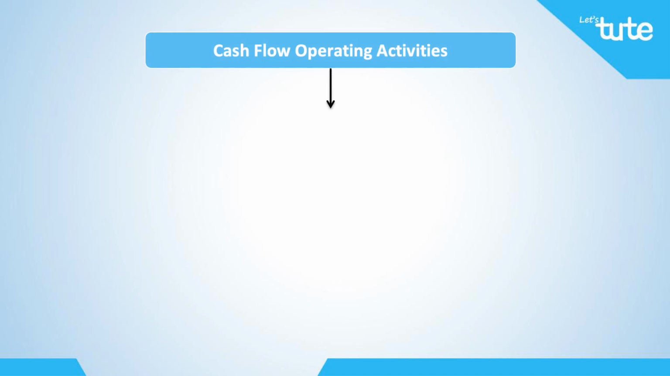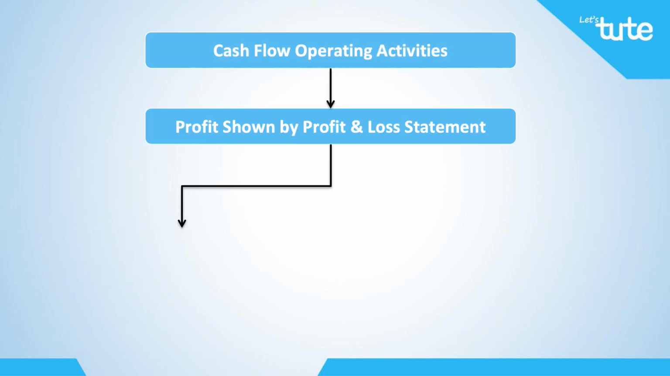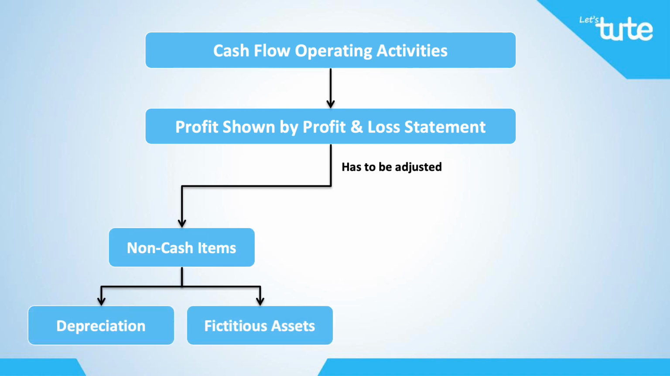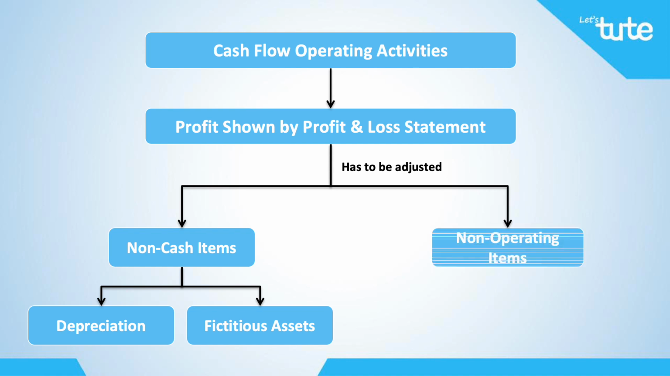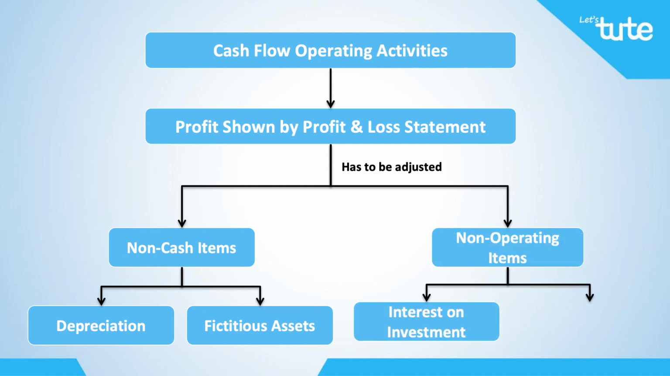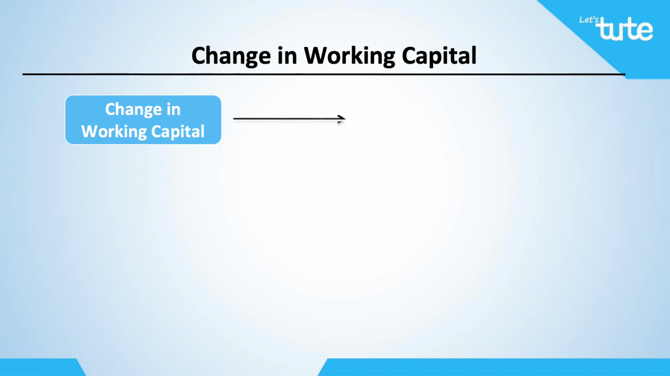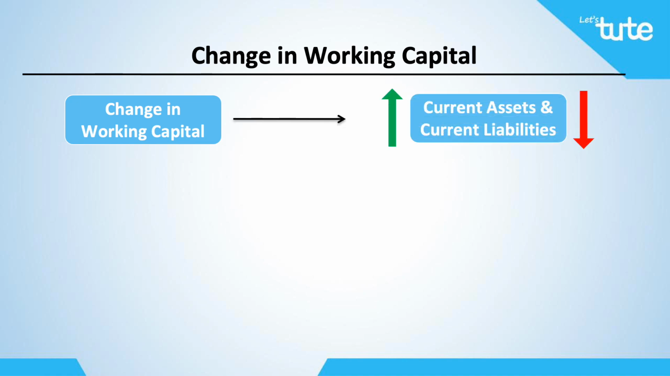So, in this method, to find out cash flows from operating activities, the profit shown by the P&L statement has to be adjusted for non-cash items like depreciation, fictitious assets written off, etc., and also adjusted for non-operating items like interest on investment, interest on bank loan, debentures, etc. So, after this, we can find out what is the actual amount of cash inflow and cash outflow during the year from operating activities. Also, over here, we can adjust changes in the working capital, which refers to increase and decrease in the balance of current assets and current liabilities.